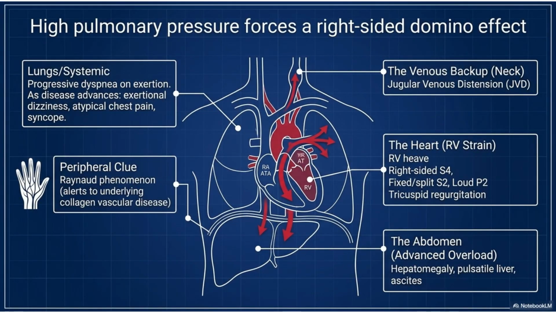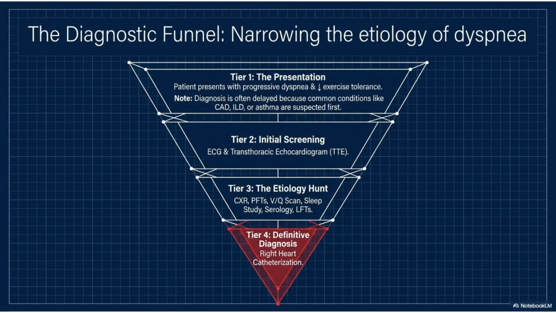High pulmonary pressure creates a right-sided domino effect. This leads to symptoms such as progressive dyspnea, and signs like jugular venous distension, and signs of right ventricular strain or abdominal overload. The diagnostic funnel for pulmonary hypertension involves a four-tiered approach.